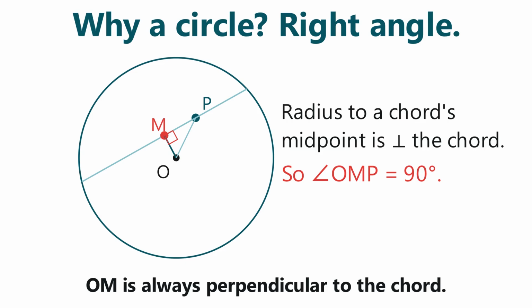And here's the geometry rule. If a point sees a fixed line segment at a right angle, it lies on a circle with that segment as its diameter. So M lies on a circle with OP as its diameter. This then allows us to work out its equation.